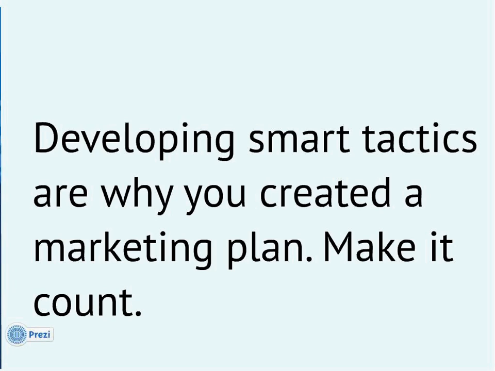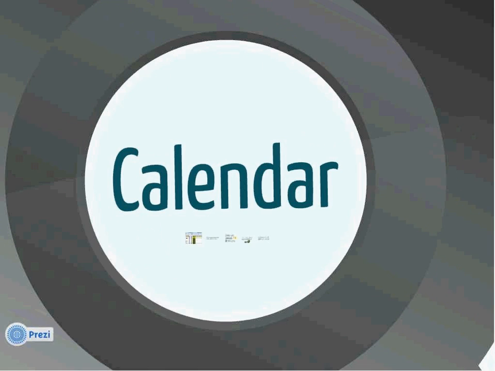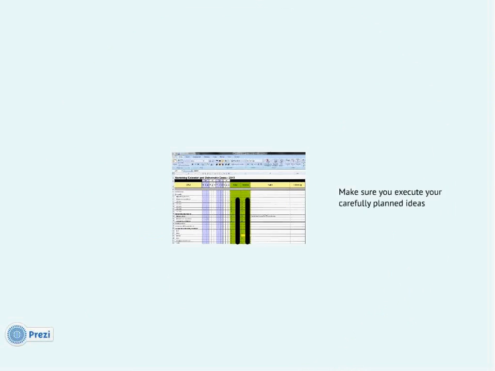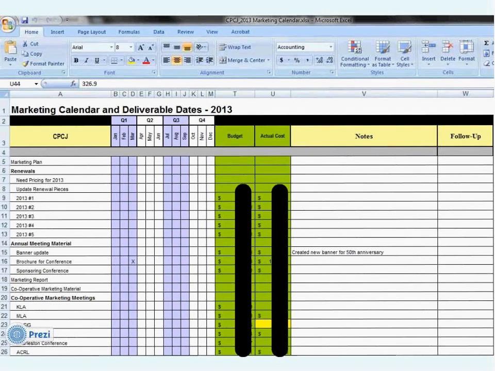And once you have all of those tactics written out and you've already defined when they're going to be, I recommend putting them all into a calendar. This is an example of the calendar we use at Allen Press, simple Excel. We list all of the tactics that we're going to do, like sending renewals, sponsoring a conference, going to meetings.